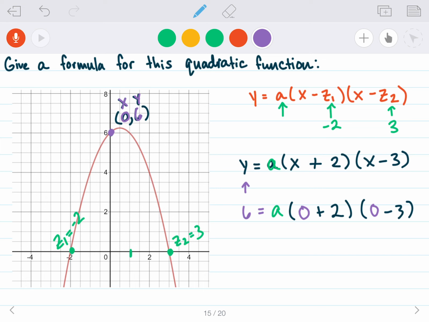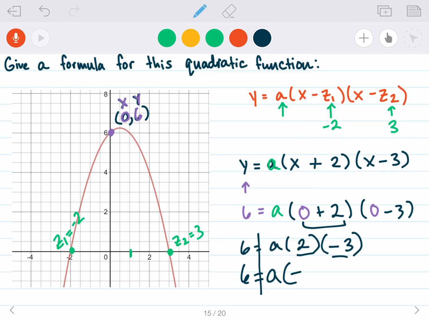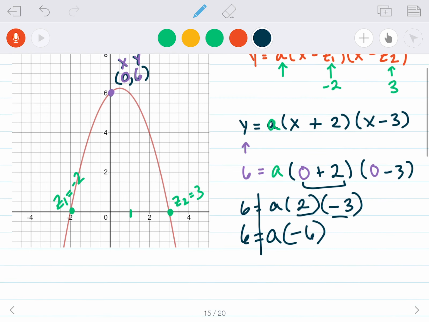Okay, let's go ahead and simplify it out. So we have 6 on the left times a. All right, so 0 plus 2 is 2. So this is just times 2. 0 minus 3 is minus 3. And then I can simplify even further. 2 times negative 3 is negative 6. So this is 6 equals a times negative 6. And now this is super easy because we can figure out what a is by dividing both sides by negative 6. Right? 6 divided by negative 6 is negative 1, so a is equal to negative 1. And we have our answer.